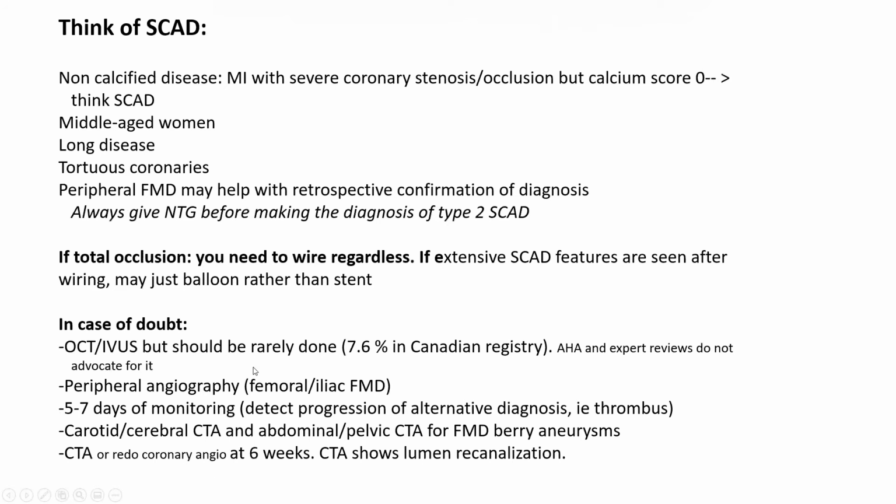So in those cases of doubt, what do you do? One, OCT and IVUS could be done. It was done in around 8% in a Canadian registry. And interestingly, about 8% of those who get it have further complication and propagation of the dissection with OCT IVUS. So you can do OCT IVUS, but AHA and expert reviews do not advocate for it. Peripheral angiography can be done. Like I said, it's very supportive. And like I mentioned, for FMD, you can do descending aortic angiogram, look for femoral iliac FMD, and also renal FMD. I found this to be very helpful.